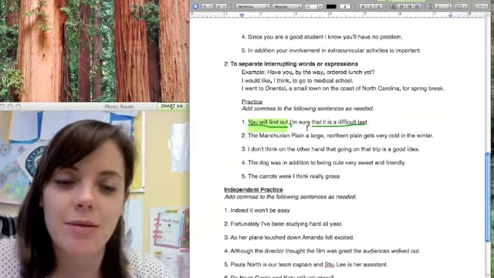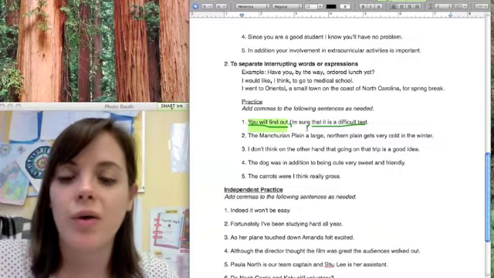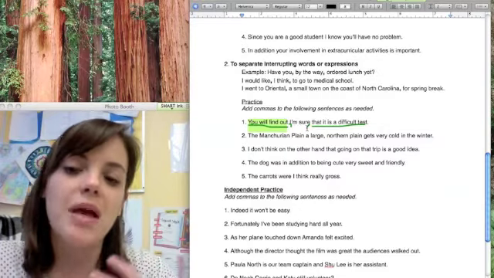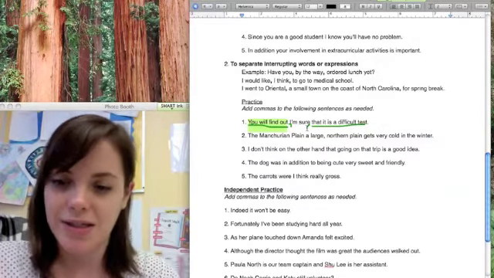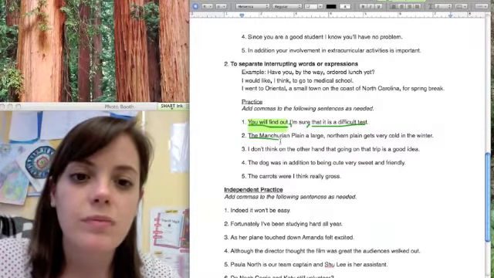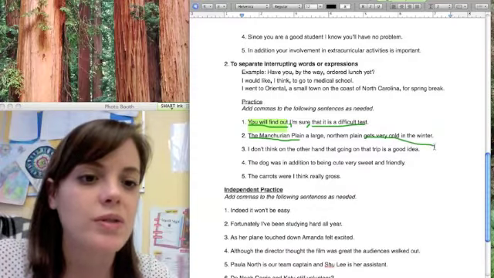All right, now let's take number 2. The Manchurian plain, a large northern plain, gets very cold in the winter. Okay, so same thing. We want to look for what the main thought was, the main clause in our sentence. So we have the Manchurian plain. Then let's find the verb that goes with it. So it says it gets very cold in the winter.